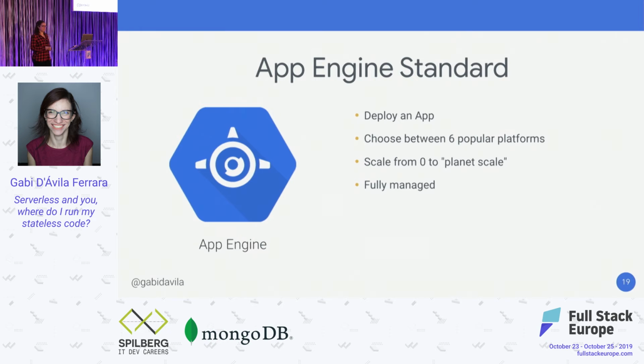Another one is App Engine Standard. I used to say that App Engine is a great product that's badly marketed. Most people don't know how powerful App Engine is. Instead of deploying a function, you deploy a whole application on it. You can choose between 6 popular platforms, and you can scale from 0 to as many machines as you need. It's a fully managed solution where you don't need to worry about scalability, maintenance, or software updates on your machine. It just happens for you.